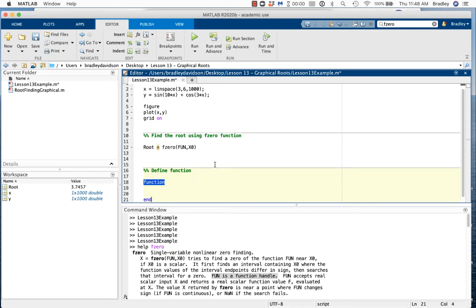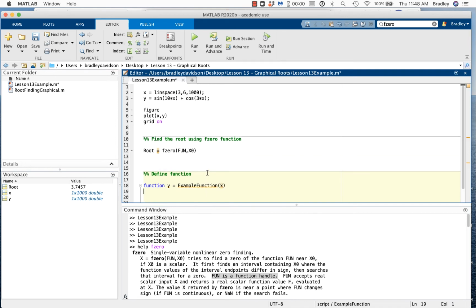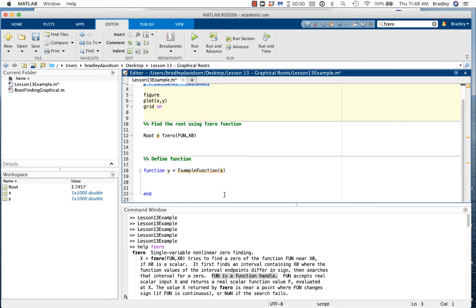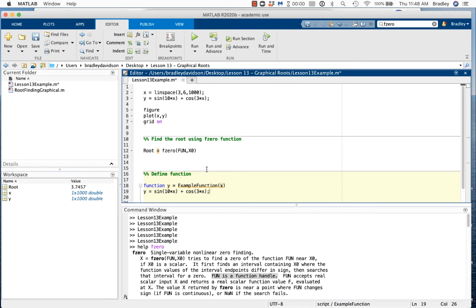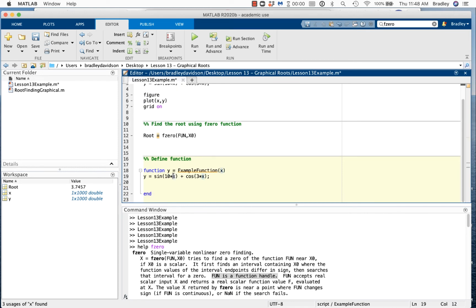So function and end, and I'm going to call this example function. And this needs to have an input of x and an output of y, because we're talking about a single variable function. And the function that we want to use is going to be the sine of 10x plus cosine of 3x.